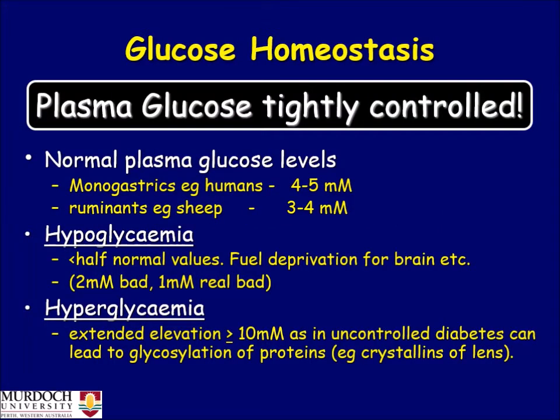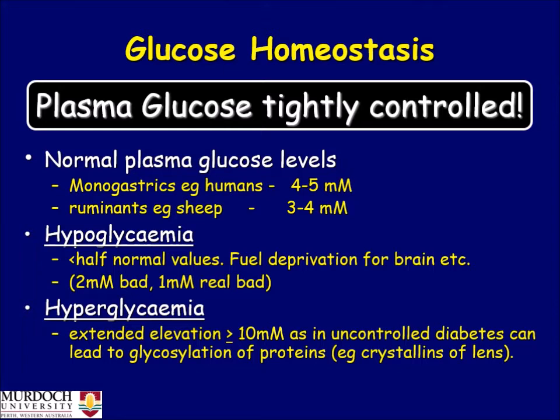Now, glucose concentration in your blood is really tightly controlled. It is held within a very limited homeostatic range. So for monogastrics like us, that's humans, it's maintained within a range of about 4 to 5 millimolars. And for ruminants, such as sheep, it's maintained down in a range of about 3 to 4 millimolars.